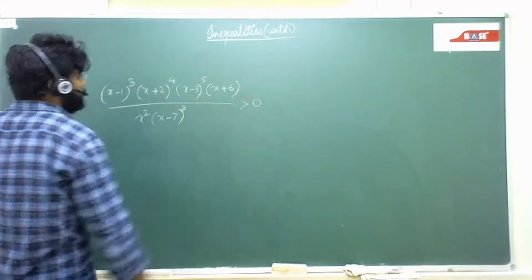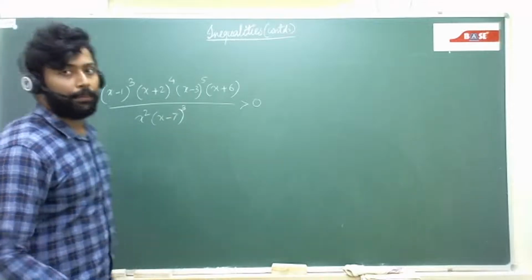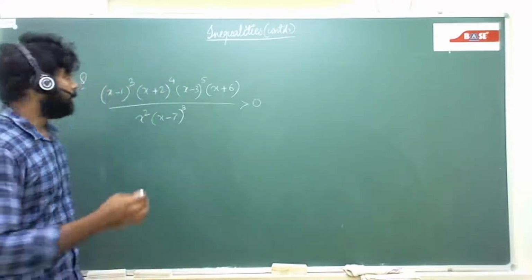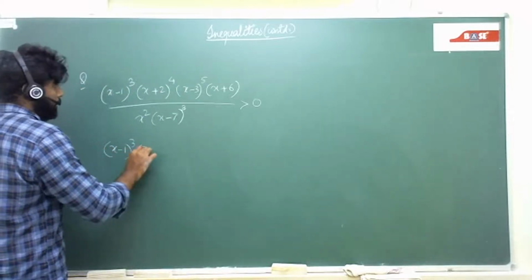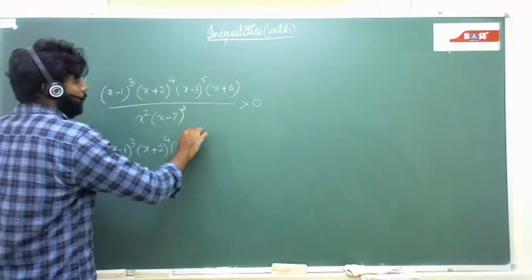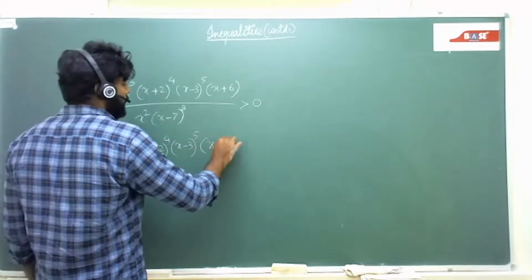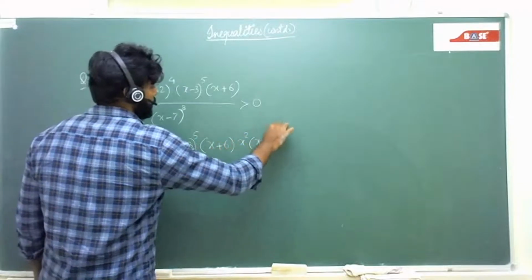Let's say this is given positive. We need to find out the region of x where this expression is positive. So we'll be doing it by wavy curve that we have discussed, well known to us. So first thing that we'll be writing is (x plus 2) whole fourth, (x minus 3) whole fifth, (x plus 6) into x square into (x minus 7) whole cube.